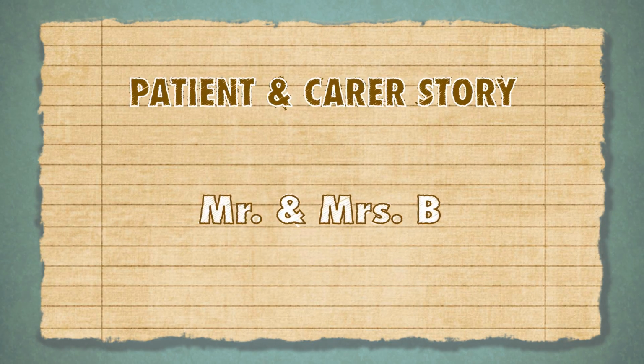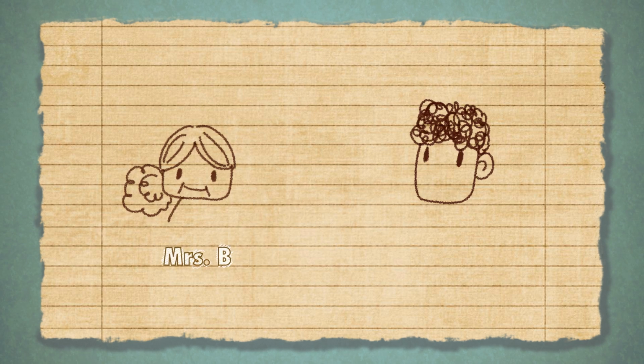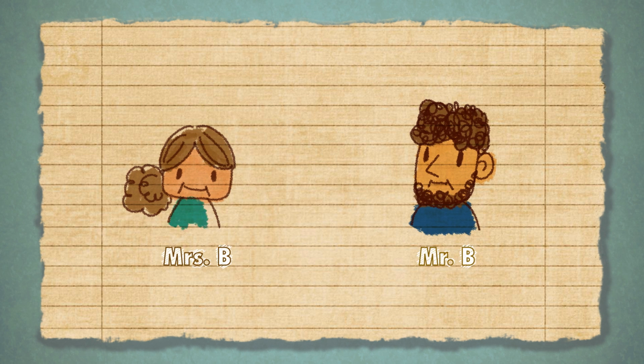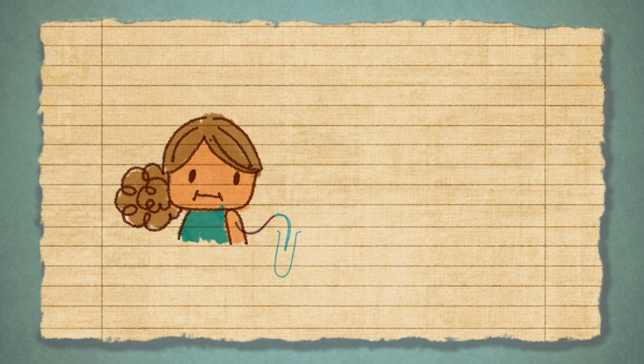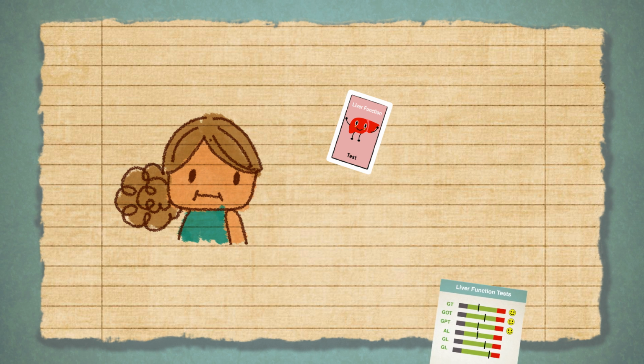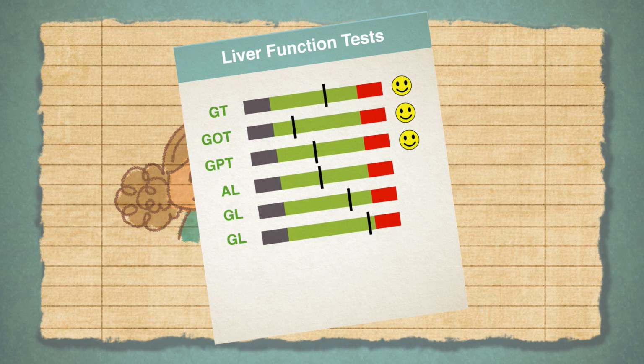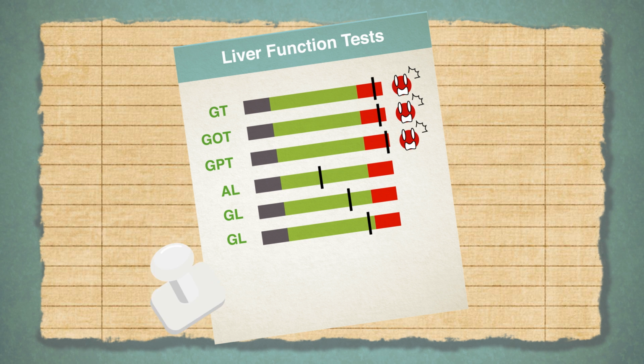Patient and carer story. Excerpt from notes from Mr. and Mrs. B. A patient, Mrs. B, and her carer, Mr. B, described an example of having had some blood tests to monitor health. After a routine blood test, Mrs. B's liver function tests were significantly above normal and were at the top of the scale.